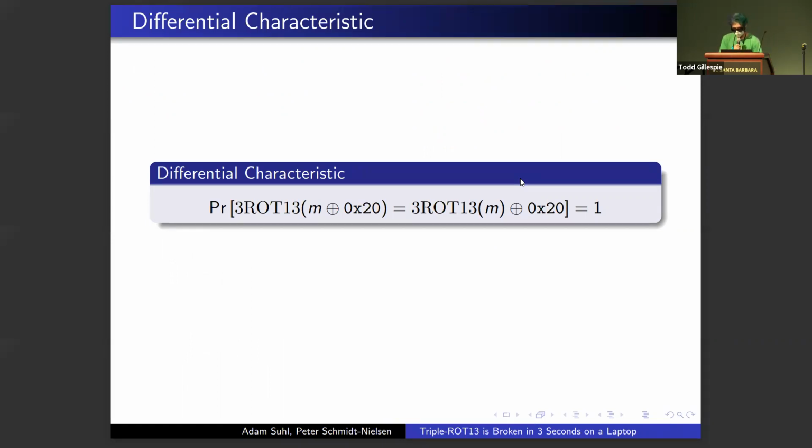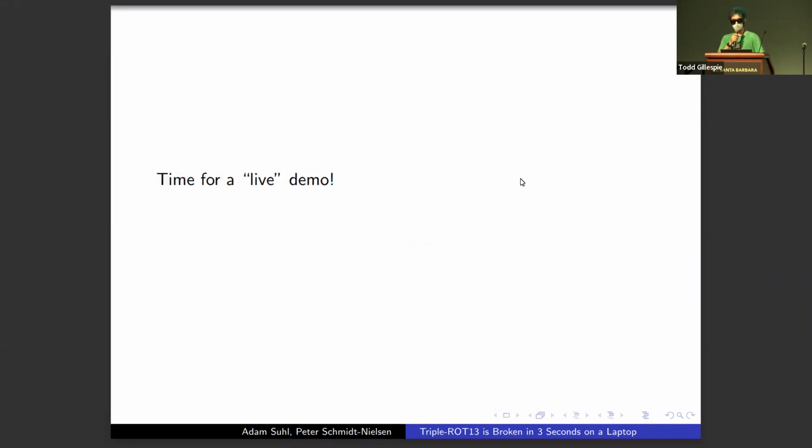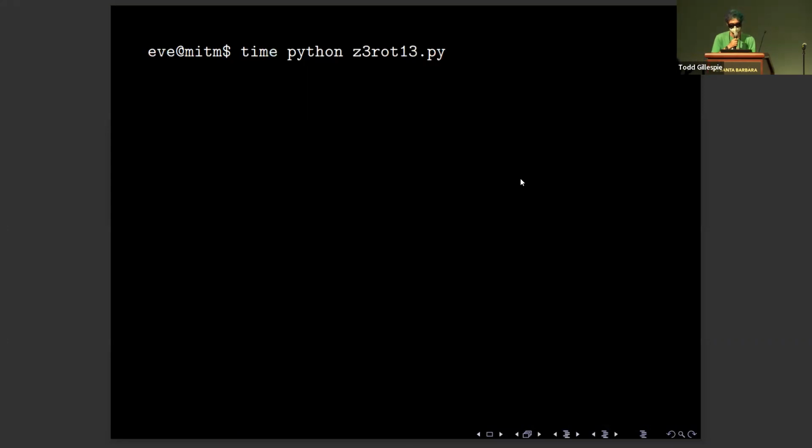I don't have a slide for it, but using a SAT solver, we were actually able to solve for the plaintext that goes to a given triple ROT13 ciphertext to completely break triple ROT13 on a laptop in mere seconds. So again, I'll ask you to use your imagination because PDFs only give arbitrary code execution when you don't want them to.